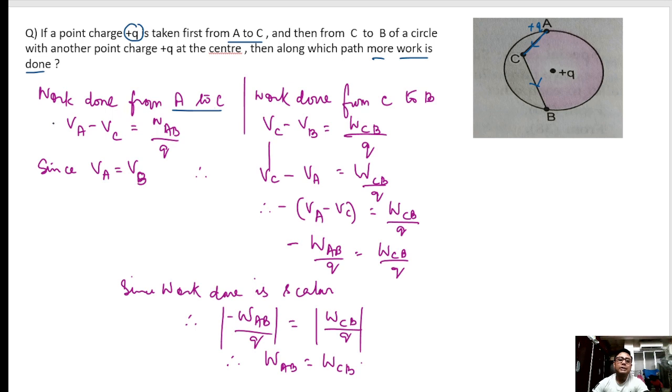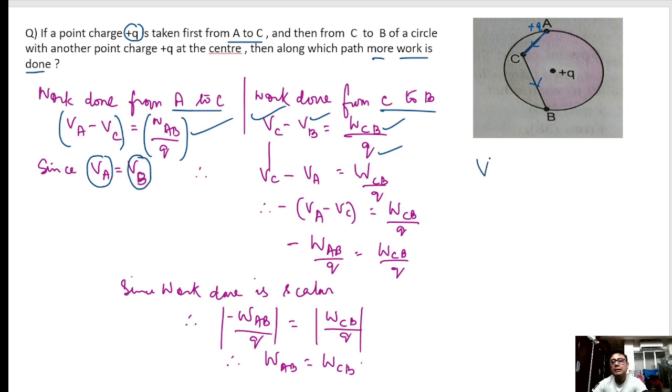So the potential difference VA minus VC is W_AC by Q. Similarly, from C to B, it should be VC minus VB equals W_CB by Q. Now, from here, what we can see is that VA and VB potentials are the same.